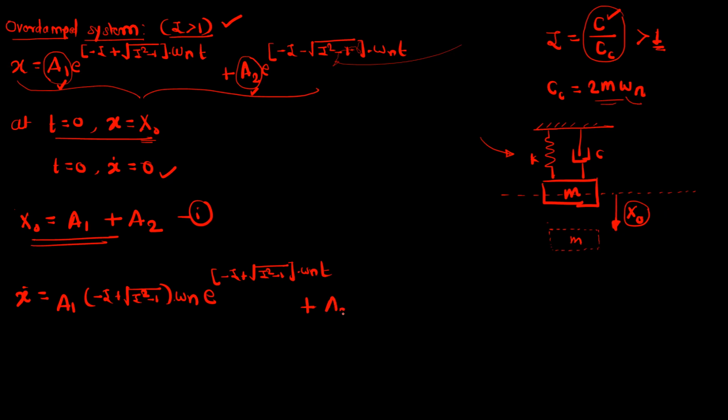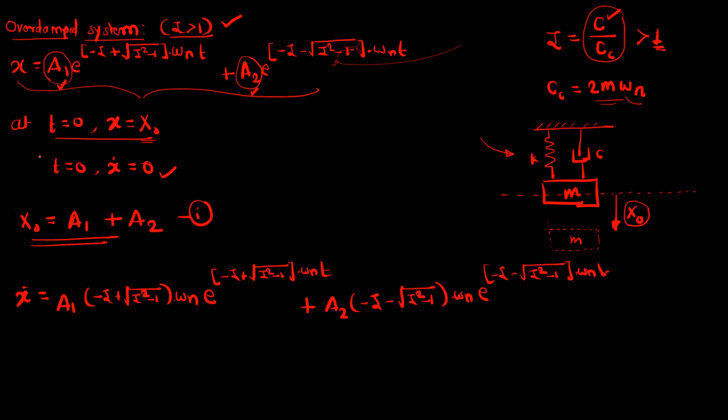Plus a2 in bracket, e raised to minus zeta minus square root zeta square minus 1 into omega n t, times minus zeta minus square root zeta square minus 1 into omega n t in the exponent. Okay, so this is the value of x dot.